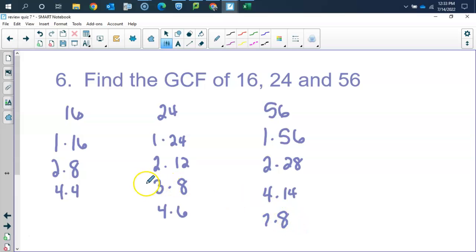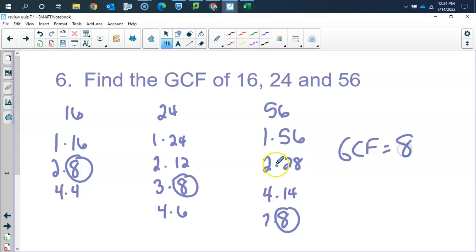Now, what is the largest number that is in common in all of these? 8, 8, 8. So our greatest common factor is 8.